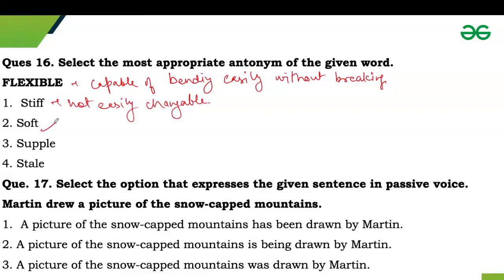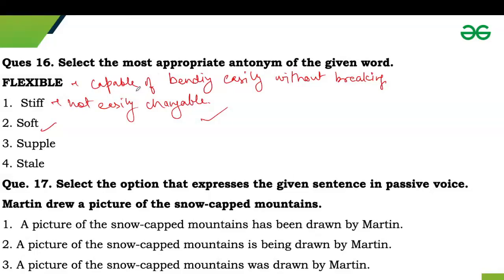Supple refers to something that bends or molds easily. Okay. Stale refers to something that is no longer fresh to eat. Okay. So according to the question, flexible and stiff are opposite. Stiff means something that is not easily changeable, and flexible means capable of bending easily without breaking. So the correct antonym of the word flexible is stiff.